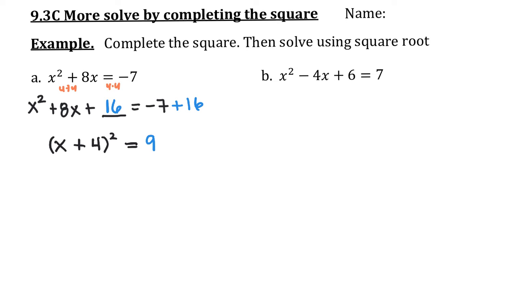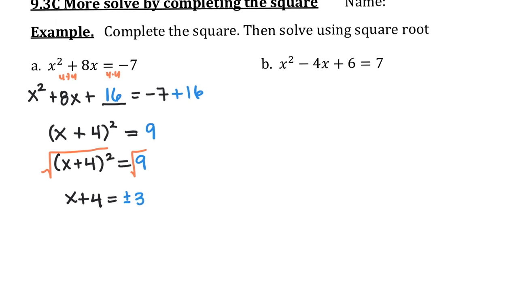Now that it looks like this, I can solve using square root. I'm only rewriting this step so it looks separate from the last one. You can square root on the previous step. I'm going to square root. The square root cancels the squared. I get x plus 4 equals the square root of 9, which is 3, but I know when I square negative 3, I also get 9. So I'm going to include positive and negative 3.